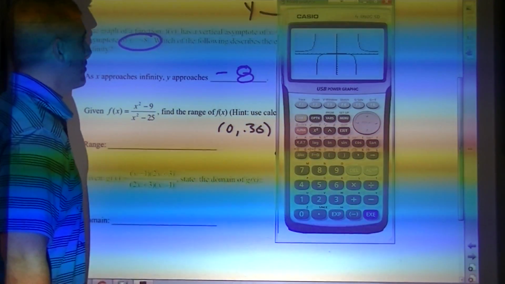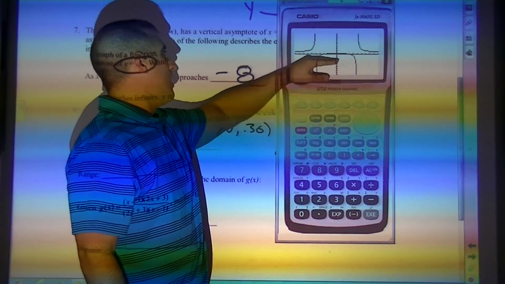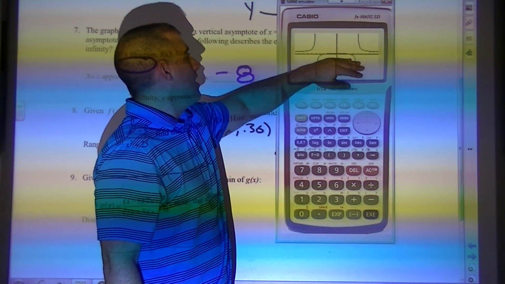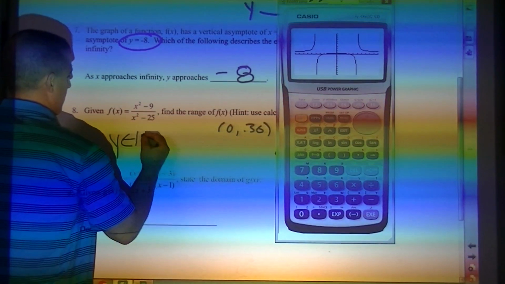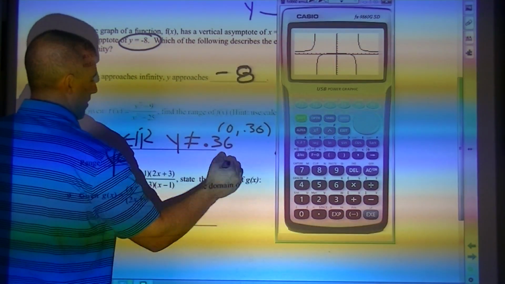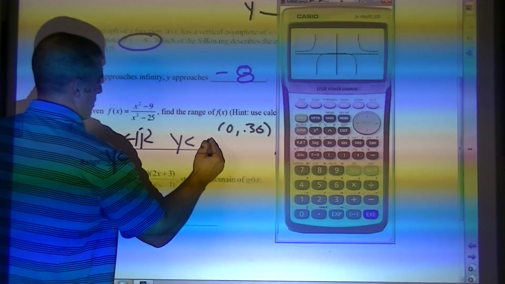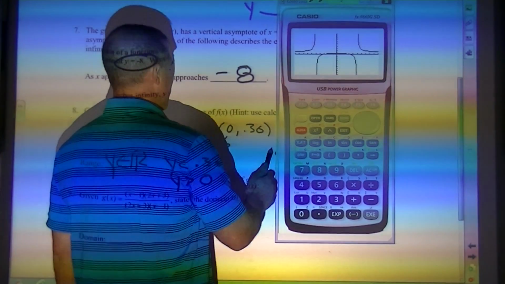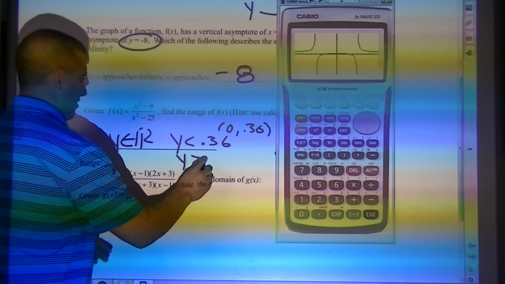Okay, all right, so the idea here is the graph is above, the graph is below 0.36. It is above 0.36, so this is going to be all real numbers, except y can't equal, I'm sorry, y is going to be less than 0.36, and y is going to be greater than 0, okay?